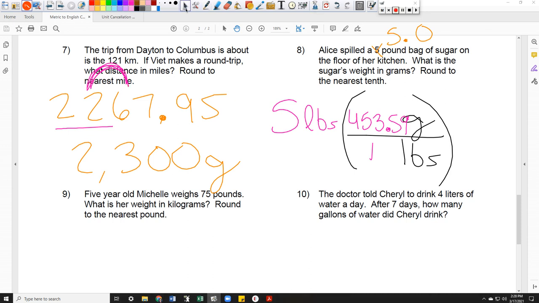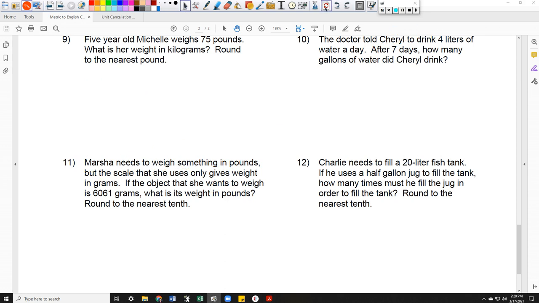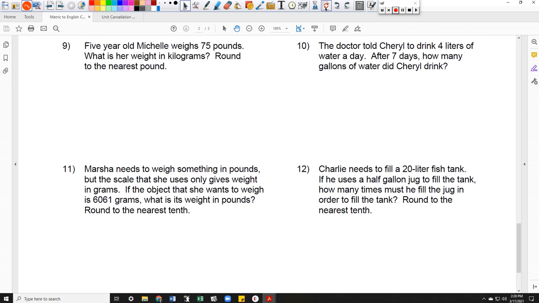All right, let's go down to number 9. Real quick. Everybody feeling fairly confident? Any issues? Yeah. Okay? All right. I got a question. Yes, sir. So does SI unit equilibrium factor?